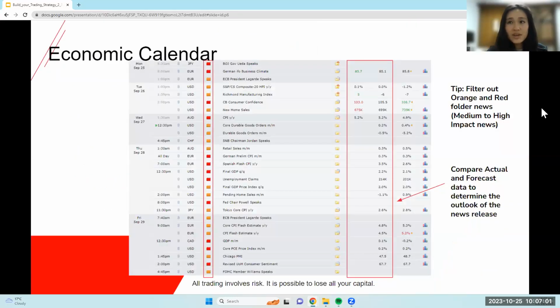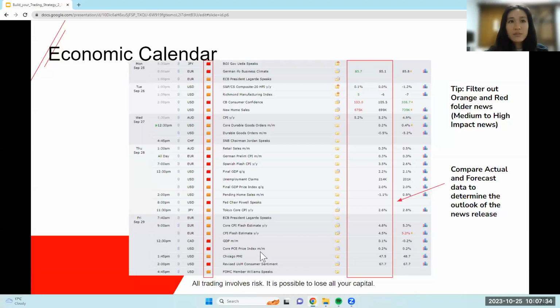So this was last week's events. You can see we like to use forexfactory.com. Let me pull out this week's events. This shows you the medium to high impact news events. This is how we like to use an economic calendar, by comparing the actual and forecasted data to determine the outlook of the news release.